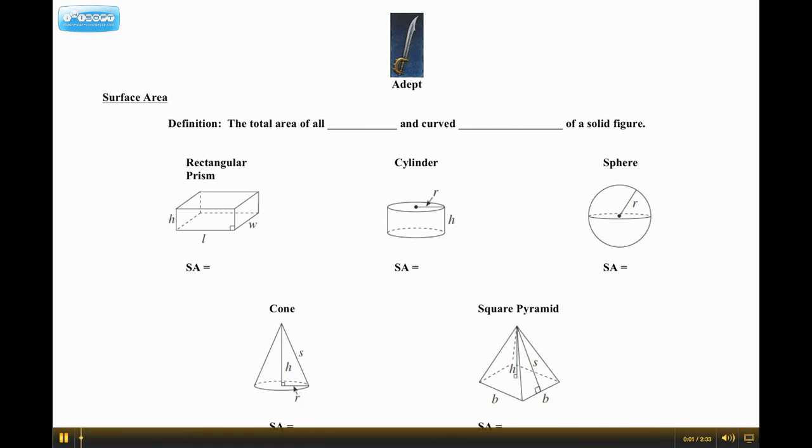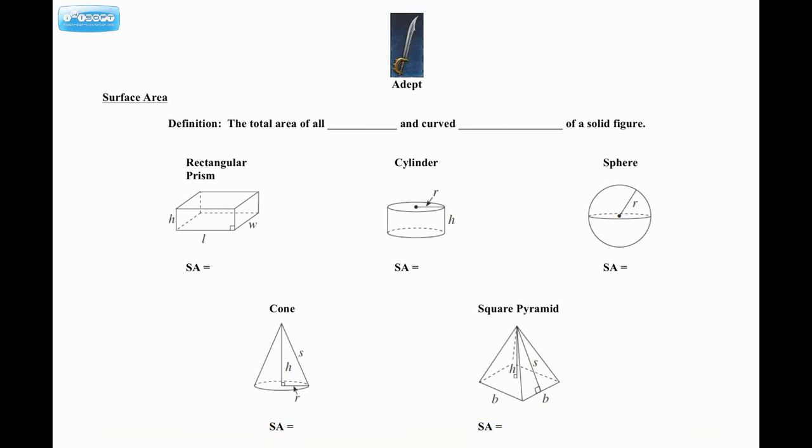Moving on to the Adept level, we're going to talk about surface area now. The difference between area and surface area is this: typically with surface area, we're talking about a three-dimensional object. So we look at all of the faces, find the area of each one, and then add them all up together. It's just like finding the perimeter of an object: you find the lengths of each side and add them all up together.